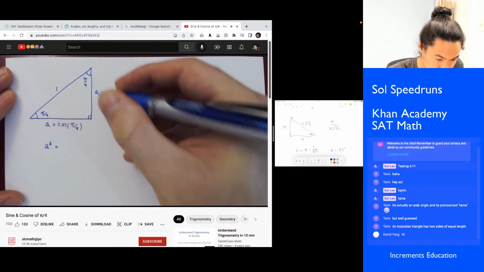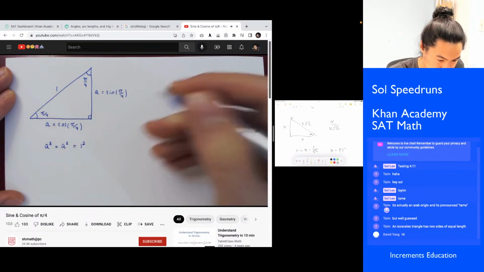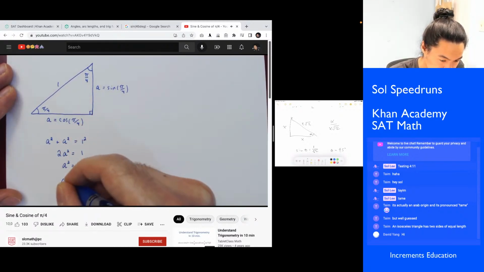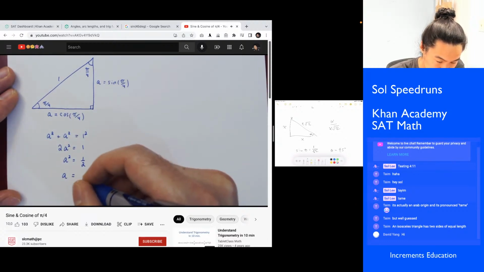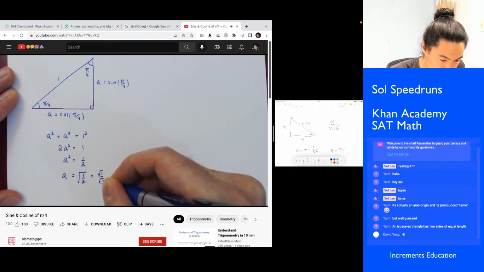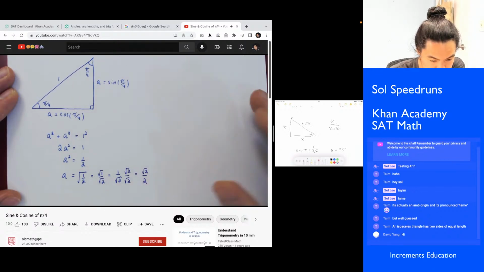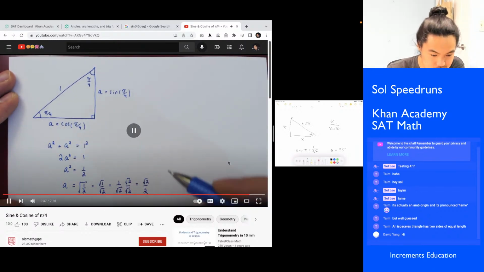Plus, by Pythagoras, the sum of the squares of the sides is equal to the hypotenuse squared. Since the hypotenuse is 1, 2a squared equals 1, so a squared is one half. Take the square root, and since a is positive, we only consider the positive solution: the root of 1 over 2, which is 1 over root 2. This is one logical answer, but we can also rationalize, and get root 2 over 2. So a is root 2 over 2.